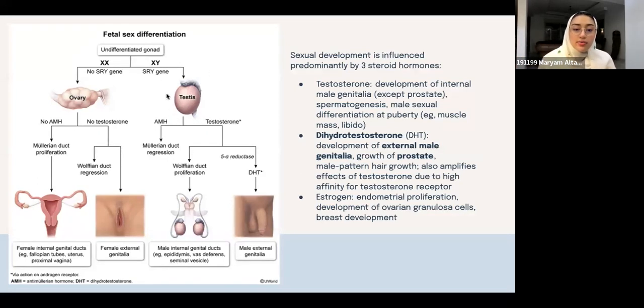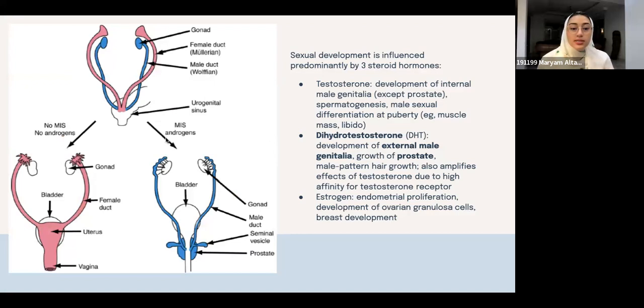So here you have your testes, for example. In your female, you have your ovaries. What does this SRY gene do, or what happens exactly? It leads to the production of two main hormones, your anti-Müllerian hormone and testosterone. So what I want to show you guys first is this. This is an undifferentiated female or male. We don't know at this stage. But you have two types of ducts. This is in the process of embryogenesis.